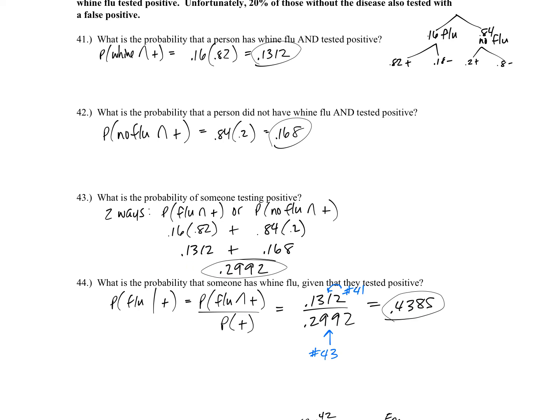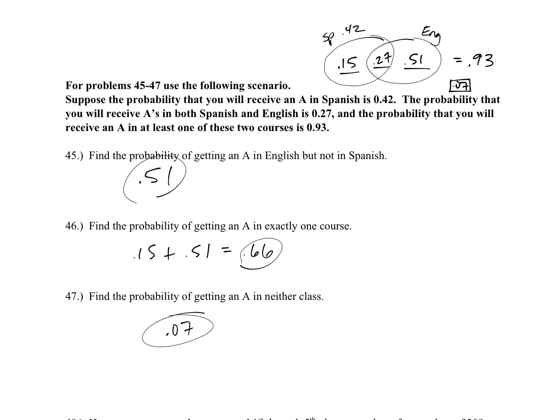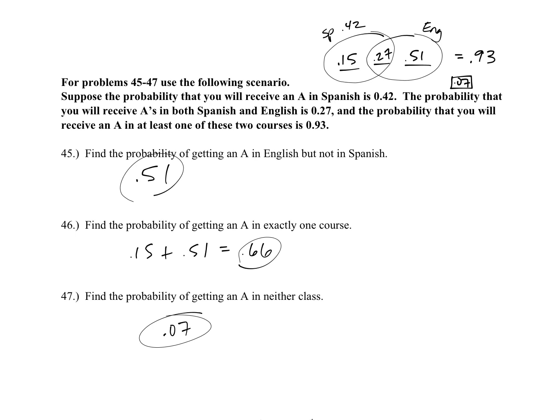That gives you 4385. Okay, and last page of probability stuff. This question I kind of struggled with at the beginning, reading it, trying to do a tree. I don't know, it was kind of weird because there's an overlap situation.